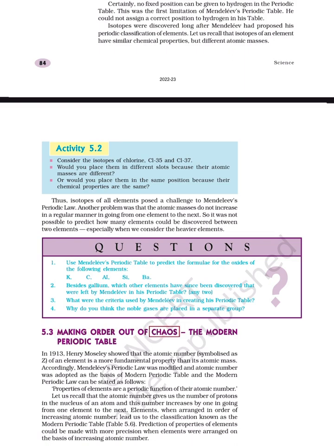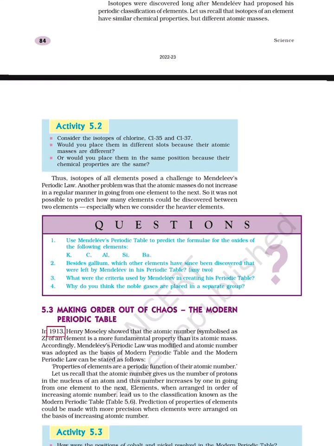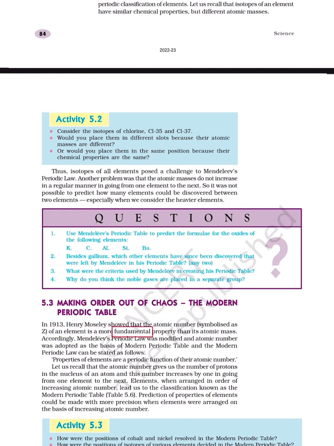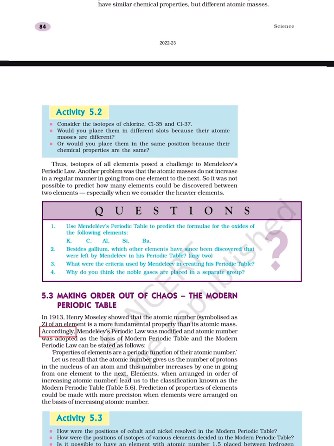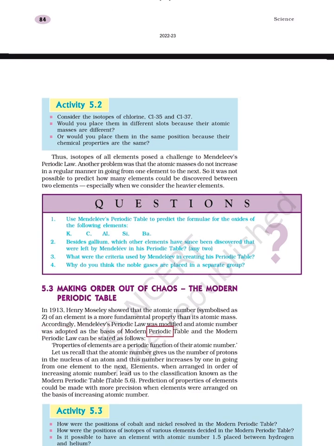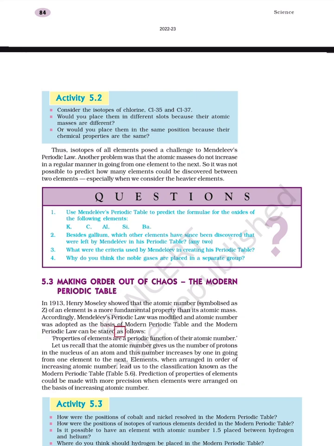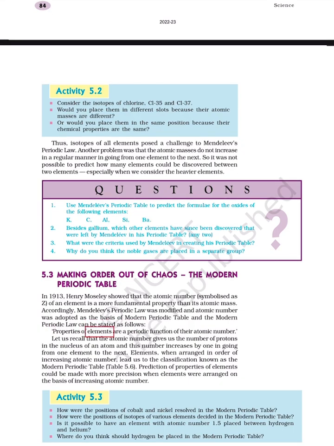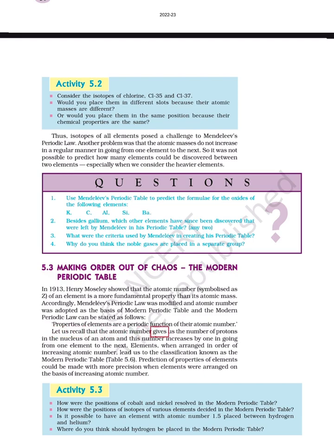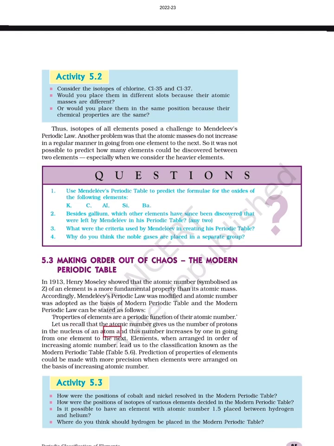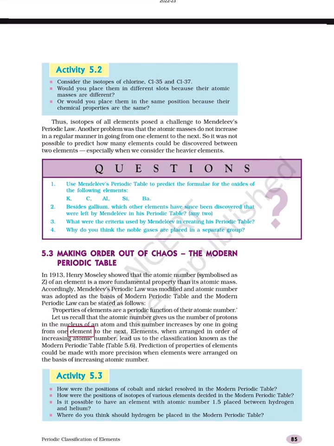5.3 Making order out of chaos: the modern periodic table. In 1913, Henry Moseley showed that the atomic number, symbolized as Z, of an element is a more fundamental property than its atomic mass. Accordingly, Mendeleev's periodic law was modified and atomic number was adopted as the basis of the modern periodic table, and the modern periodic law can be stated as follows: properties of elements are a periodic function of their atomic number. Let us recall that the atomic number gives us the number of protons in the nucleus of an atom, and this number increases by 1 in going from one element to the next.